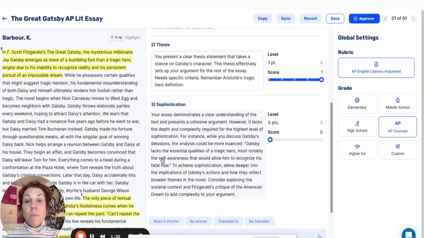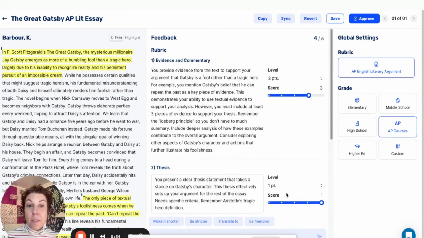So again, they say delve deeper into the implications of Gatsby's actions and how they reflect broader themes in the novel. For example, look at the societal context, look at the author's idea of the American dream. So I really like that CoGrader in this example gives a really specific example of what the student can focus on to add that depth and complexity. So it's not just an essay that is analyzing evidence, but it's an essay that is analyzing multiple pieces of evidence and also connecting it to the broader social context in which Fitzgerald wrote this and what he was commenting on.